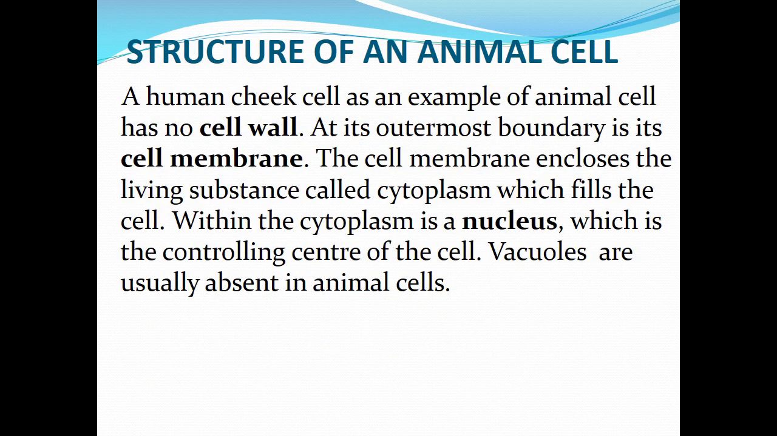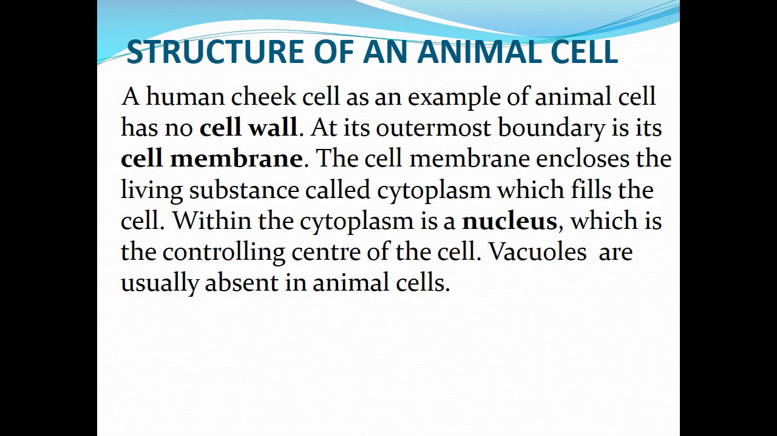Structure of an animal cell. A human cheek cell, as an example of an animal cell, has no cell wall. We are picking the cheek cell as an example of an animal cell, and it has no cell wall. So it means that the animal cell has no cell wall. At its outermost boundary is its cell membrane. What the animal cell has is a cell membrane, no cell wall.